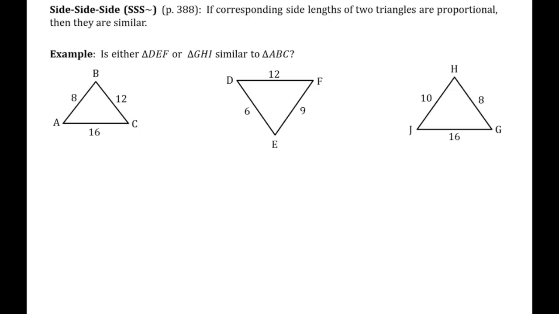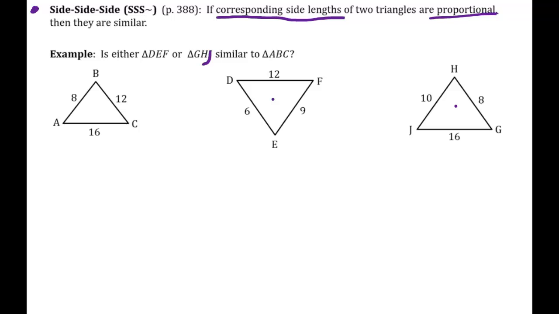Let's also look at the next one, which is side, side, side similarity. If all three sides can be shown, and I stress that, you must show me that they are all in the same ratio. We want corresponding sides to be proportional. If corresponding side lengths are in the same ratio, then the triangles are similar. So we want to know if either DEF, this one, or GHJ, that one, are similar to this first one, ABC.